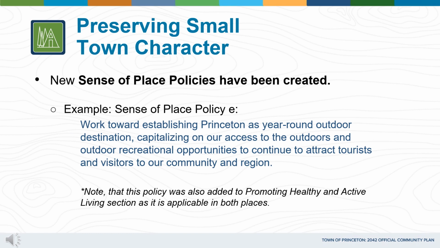Again, to capture our community's want for a small town identity and to be a place known for its recreation all year round, new sense of place policies have been created. One example is sense of place policy E: work towards establishing Princeton as a year-round outdoor destination, capitalizing on our access to the outdoors and outdoor recreational opportunities to continue to attract tourists and visitors to our community and region. Note, this policy was also added to the promoting healthy and active living section as it is applicable in both places, and this was a major goal identified from community input.